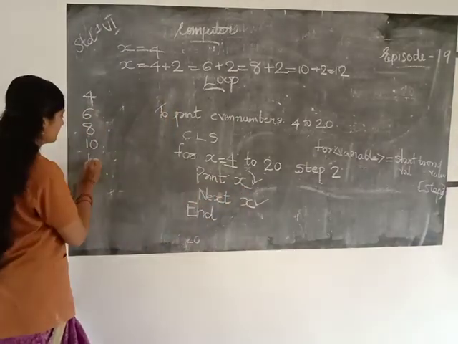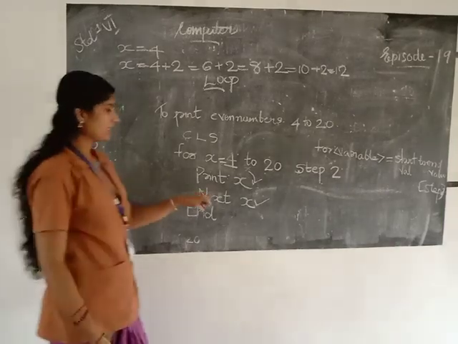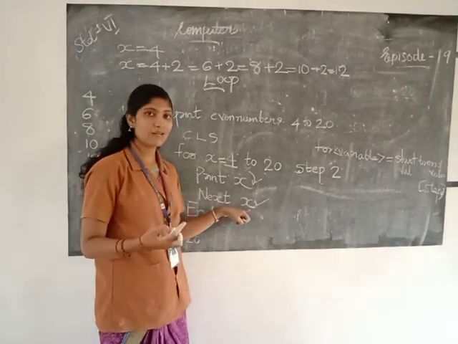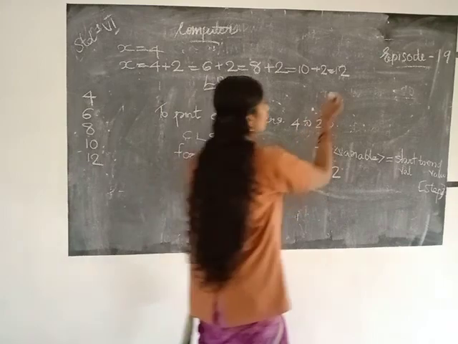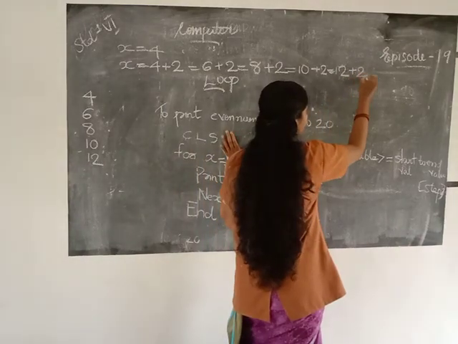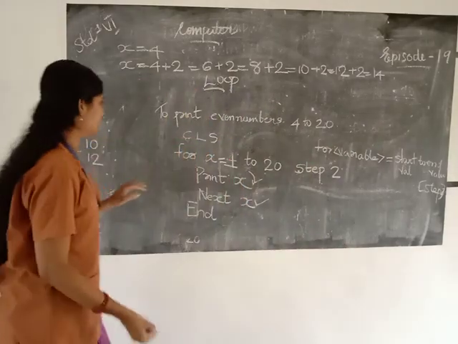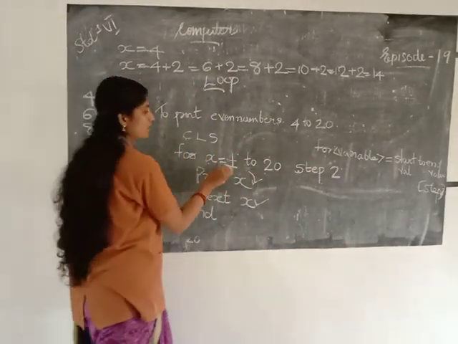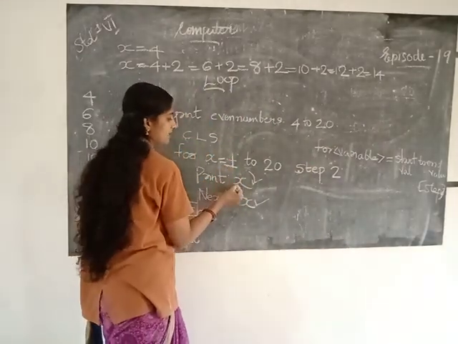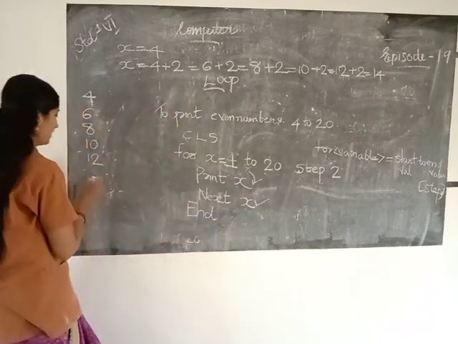So print 12. Then next x means x is incremented by 2. So 12 incremented by 2 is equal to 14. So now x is equal to 14. So print x means print 14.